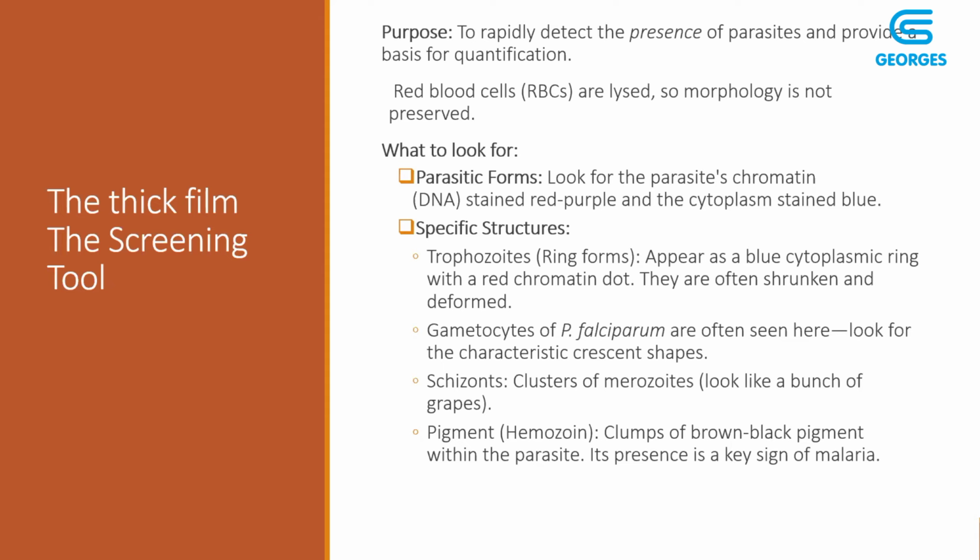We have the gametocytes, and the gametocytes for P. falciparum are often seen here on a thick film. They are crescent shaped. So when you are looking at a thick film, you are not only looking for the ring forms, you are looking also for gametocytes, you are also looking for schizonts, you are also looking for the pigments. The schizonts are clusters of merozoites. They look like a bunch of grapes. There are also diagnostic characteristics of falciparum. So all these 4 structures are diagnostic. If you see any of them on a thick film, the slide is positive for malaria.